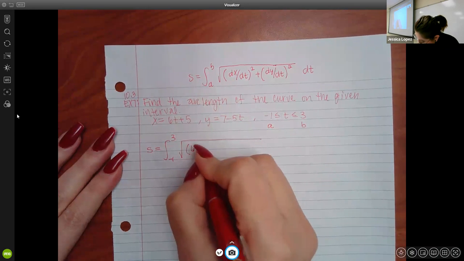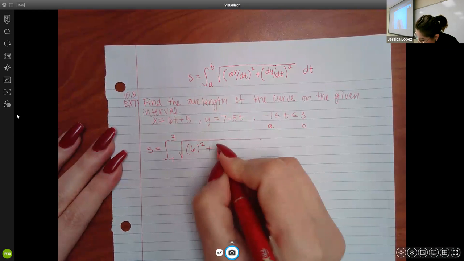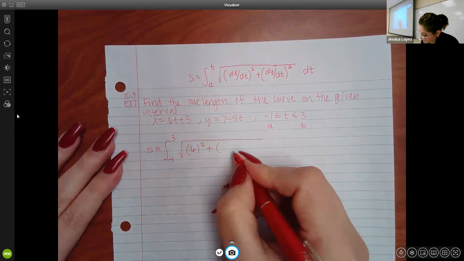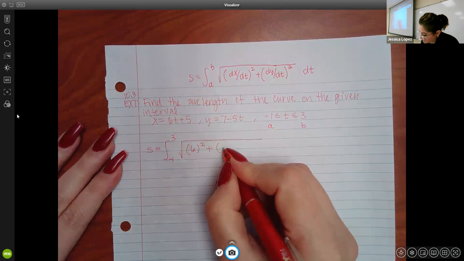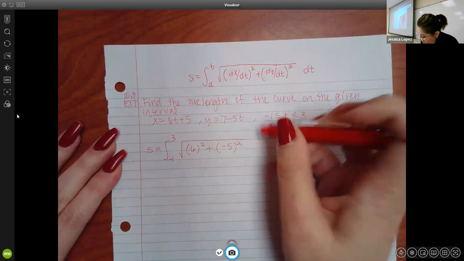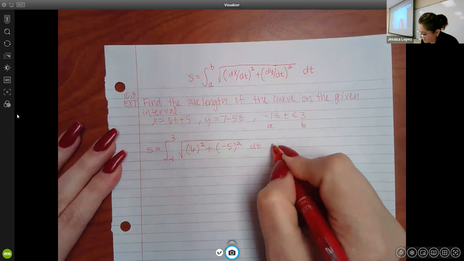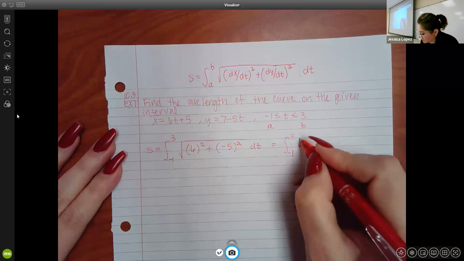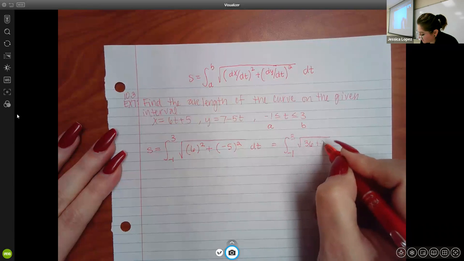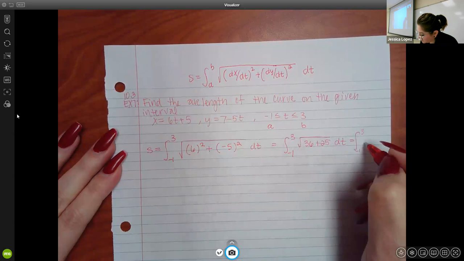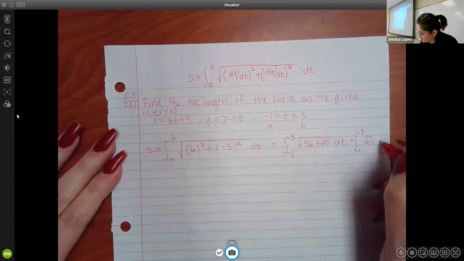It's just 6, which gets squared, plus dy/dt, just -5, which eventually will turn to 25. And then we're going to put the little dt over here. That's nice because it's just numbers, right? So we get 36 plus 25, which happens to be the square root of what, 61?